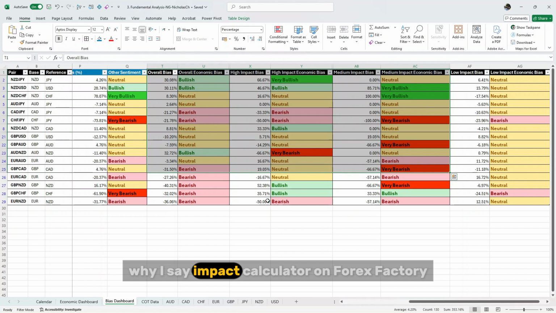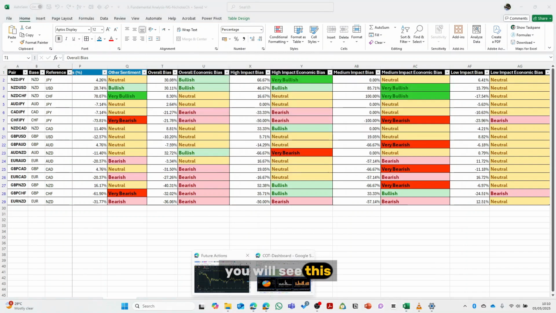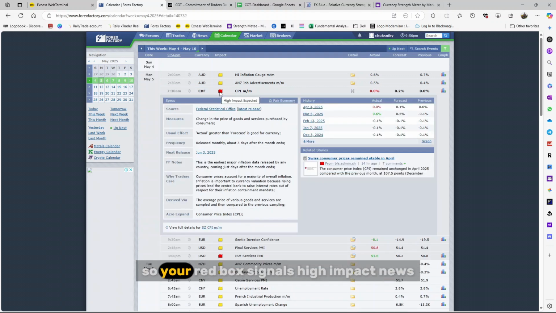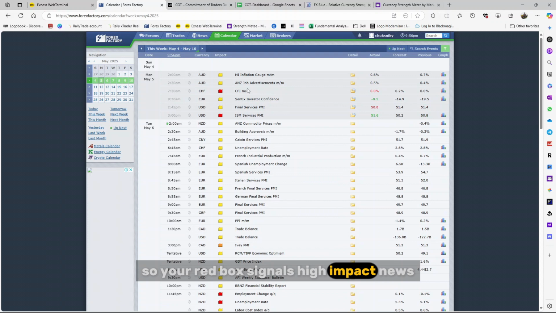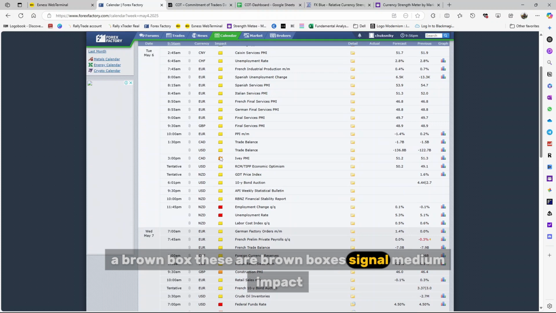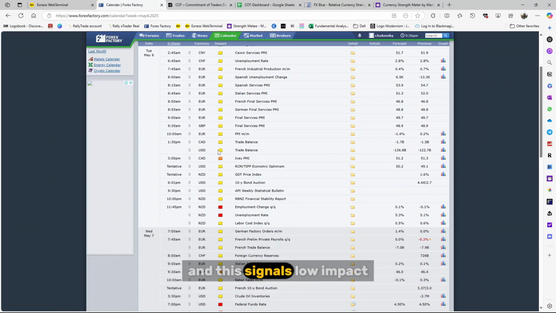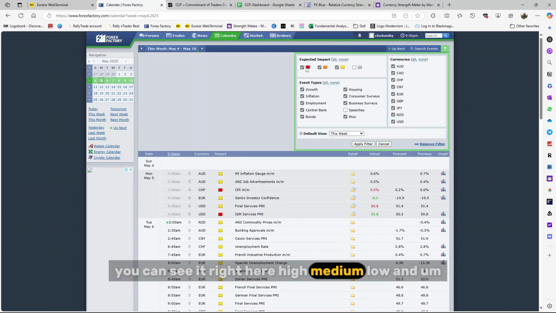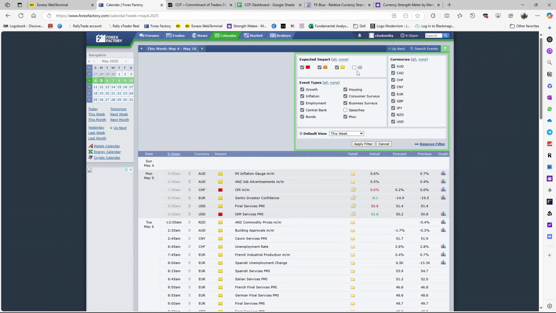Why I say impact calculator, on Forex Factory you'd find this right here. So when you click on the news, this box right here is the impact calculator. So a red box signals high impact news, a brown box signals medium impact, and this signals low impact. You can see it right here: high, medium, low, and holidays.